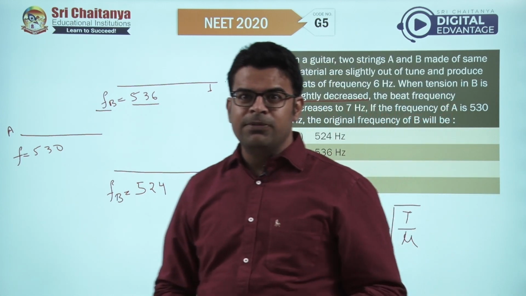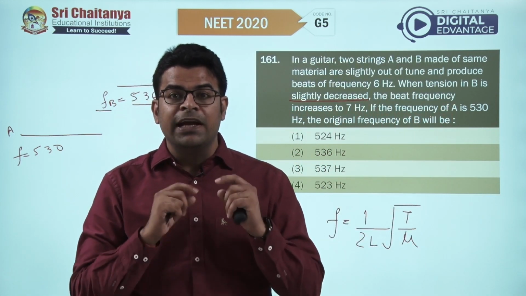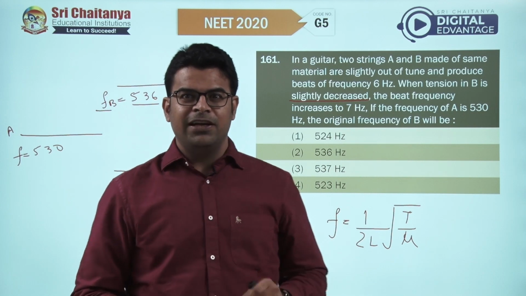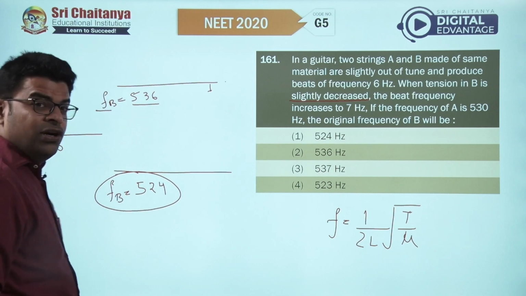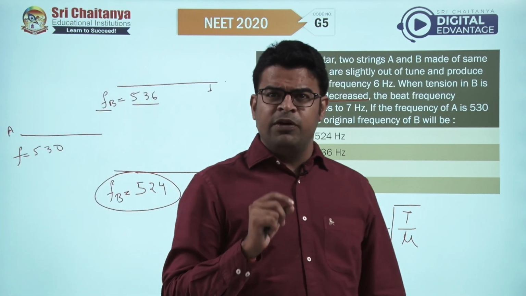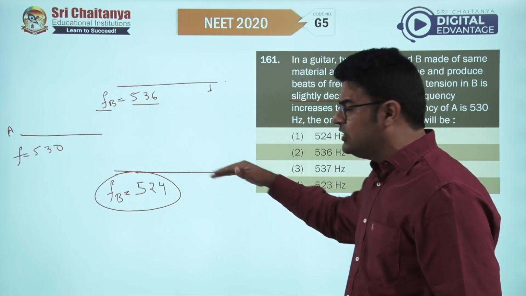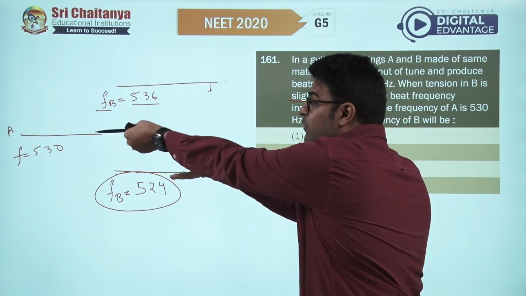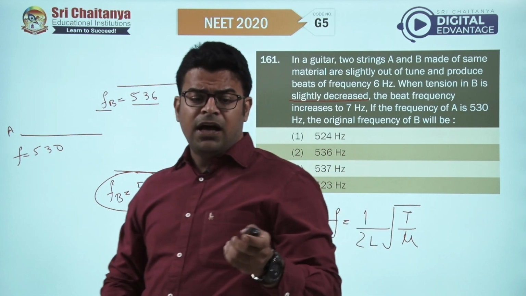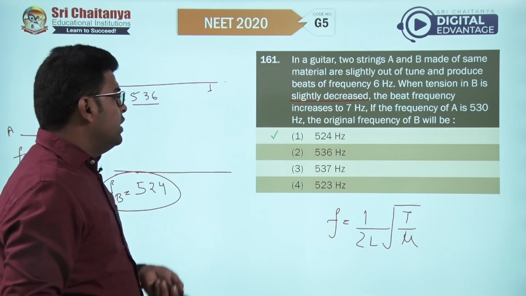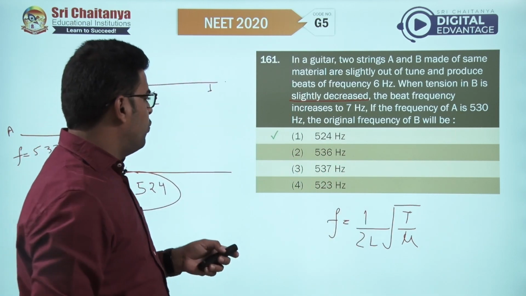If the beat frequency becomes 7, it means that the gap should increase, and the gap will increase only when the original frequency of B should have been 524. If the original frequency of B should have been 524, then on decreasing the tension, the frequency will decrease and the gap between frequency of A and B will increase and become 7. So that's why the correct answer to question number 161 is option 1, which is 524 Hz.